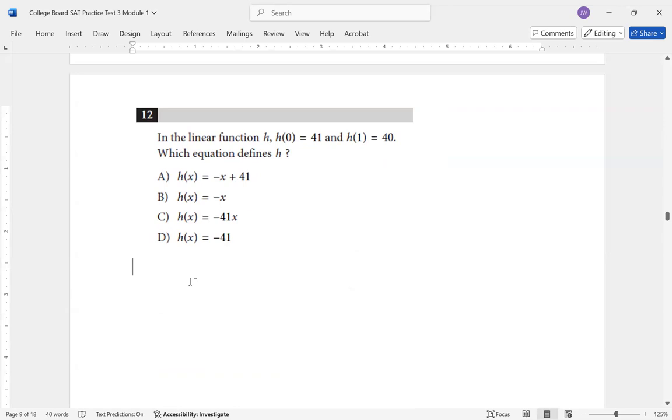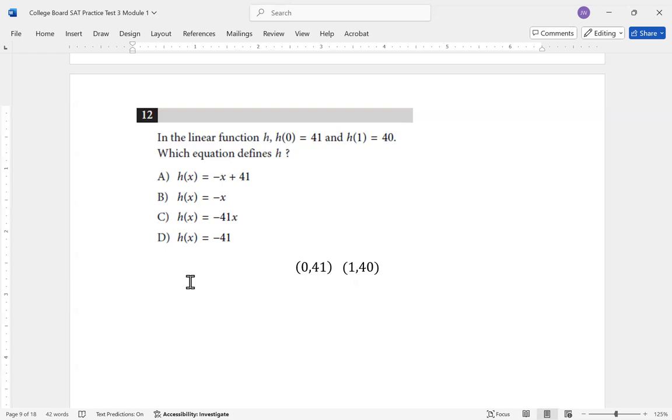Question 12. In the linear function h, h of 0 is equal to 41 and h of 1 is equal to 40. Which equation describes h? Well, we can actually do this a very similar way that we did the previous problem. Notice that h of 0 is 41, so we know it goes through the point (0, 41). h of 1 is 40, so we know our equation goes through the point (1, 40).